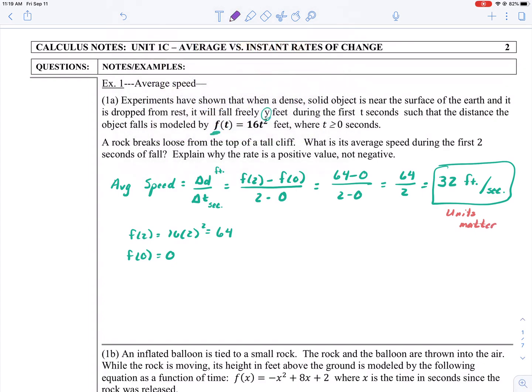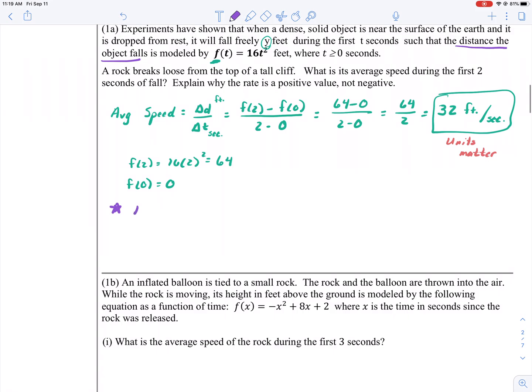Now, the last part of this question was to explain why the rate is positive and not negative. I am dealing with a rock that is falling. So this is kind of a weird situation here. But remember, what is this measuring? This is measuring the distance the object has fallen. I really want you to pay attention to what the prompt is giving you: the distance the object falls. This is very important because it leads into stuff that we do all year.